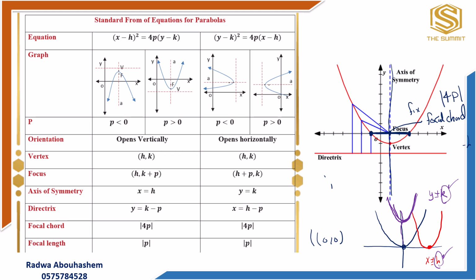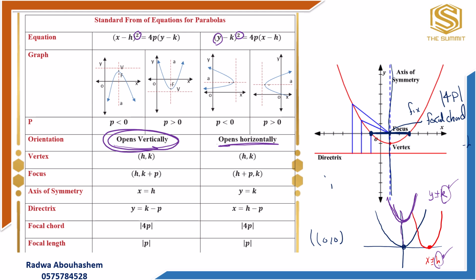Now let's go for the rule. This is the original equation we have here. If it opens vertically, this means that it's going up or down, so you have the squared on the x. If it opens horizontally, this means that you have the squared on the y. So the rule here: (x minus h) squared equals 4p times (y minus k). If the squared is on the x part, it opens vertically. If the squared is on the y part, it opens horizontally.